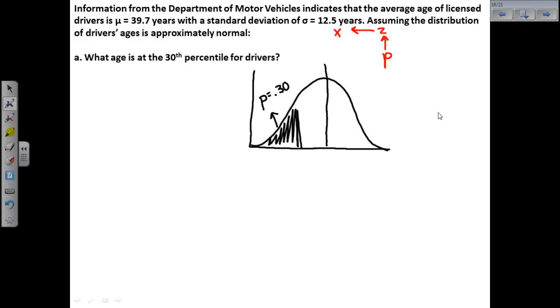Okay, so what age is at the 30th percentile, or the bottom 30% of drivers? So this is clearly a tail. It's the smaller part of the graph. And let's go ahead and label our mean 39.7 in terms of age. We know its z-score is 0. So let's go ahead and find p equals 0.30 in the tail so that we can then find the z-score and then calculate x.